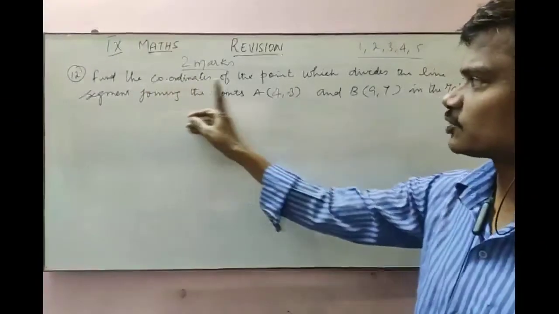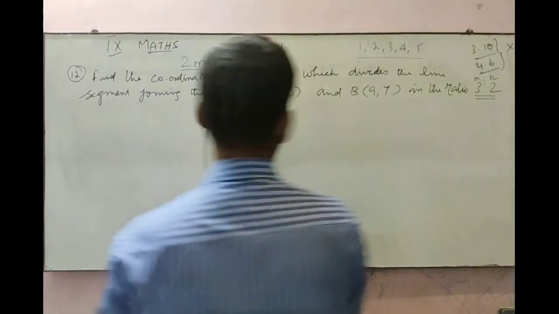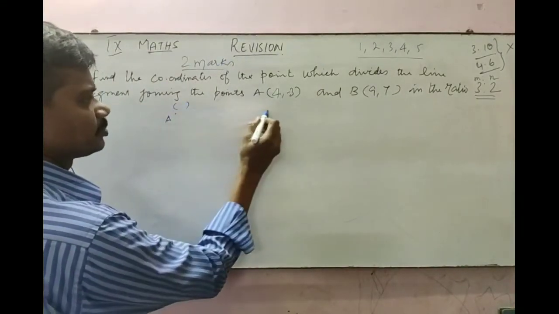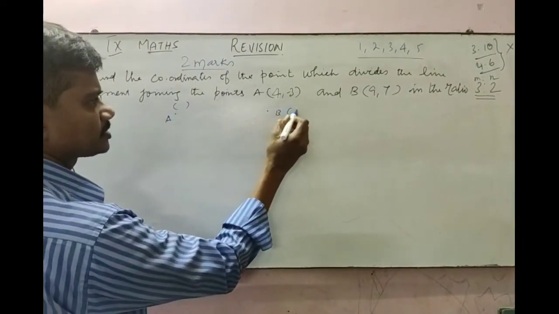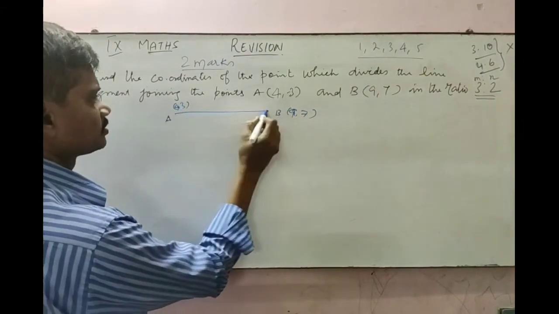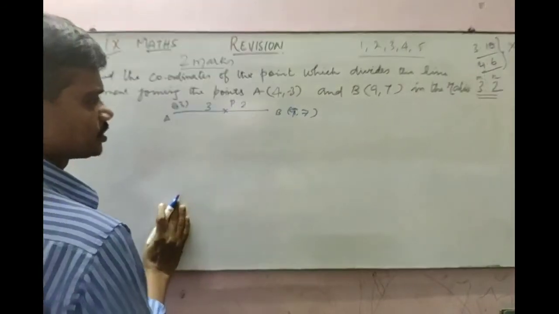Next, in the fifth sum, find the coordinates of the point which divides the line segment joining the points A (4, -3) and B (9, 7) in the ratio 3:2. Here the ratio is given as 3:2. So this is m:n. They ask you to find the coordinates of P. That means A is here and B is here. For example, this is 9, 7 and this is 4, -3. The point P divides the line in the ratio 3:2.